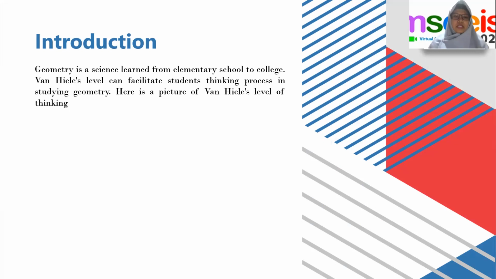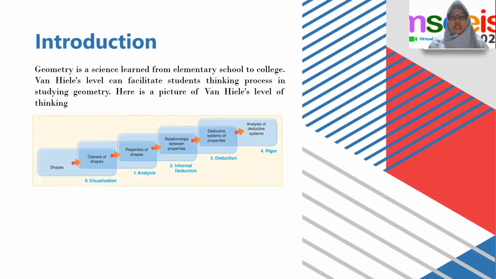Geometry is a science from elementary school to college. Van Hiele levels can facilitate student thinking process in studying geometry. Here is a picture of Van Hiele levels of thinking. Level 0, visualization. Level 1, analysis. Level 2, informal deduction. Level 3, deduction. And level 4, rigor. Picture 1, Van Hiele thinking levels.